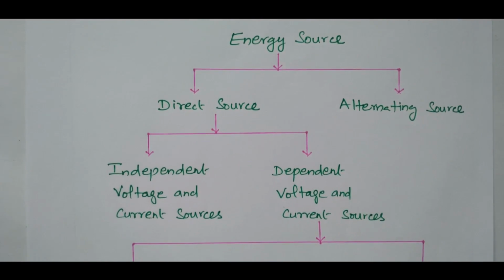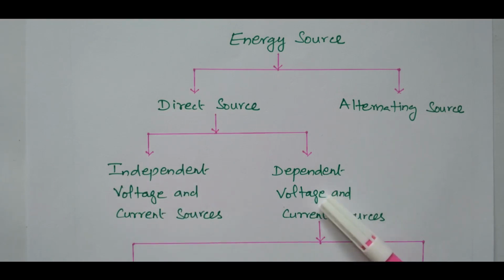This electrical energy source is divided into direct source and alternating source, that is DC, direct current, and AC, alternating current. The source using a sinusoidal function for voltage is called an alternating source. This one is using DC. In that, again, two types are available: independent voltage and current source, and dependent voltage and current source. Independent means it is independent of the load. We will see these details one by one.